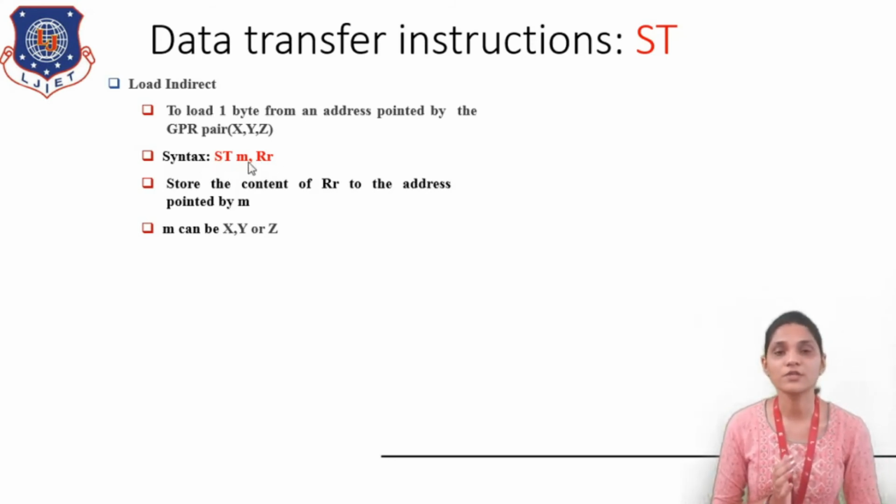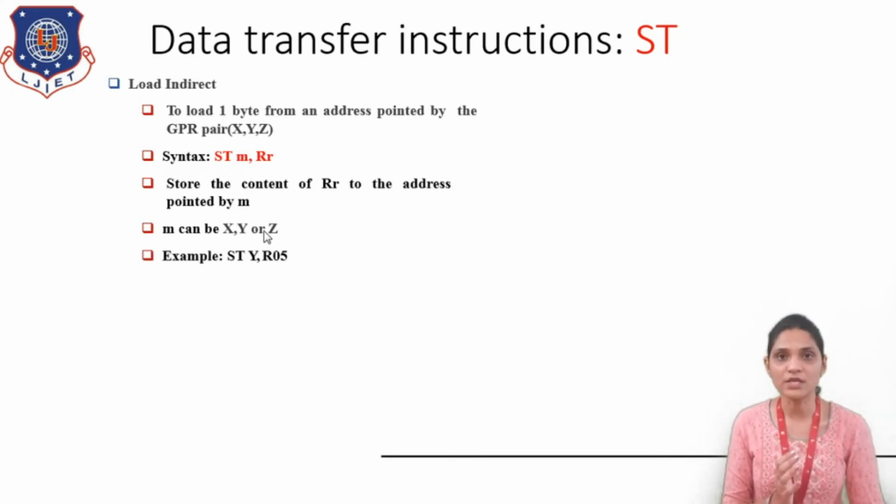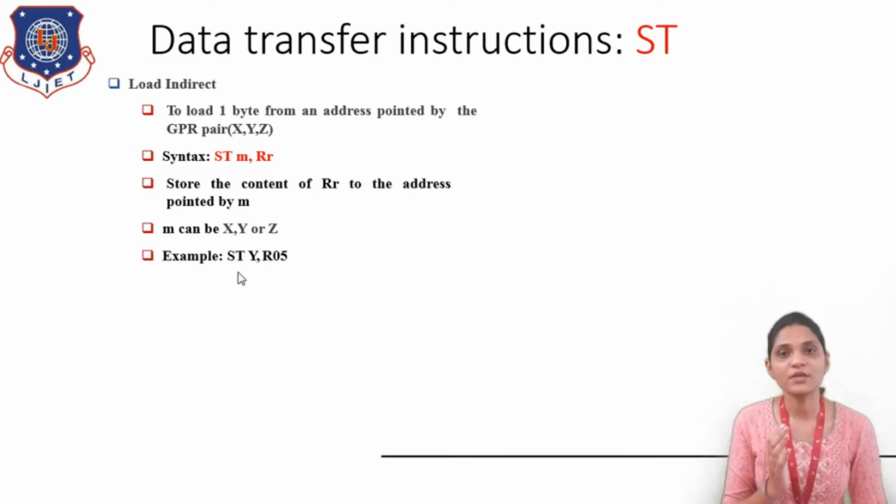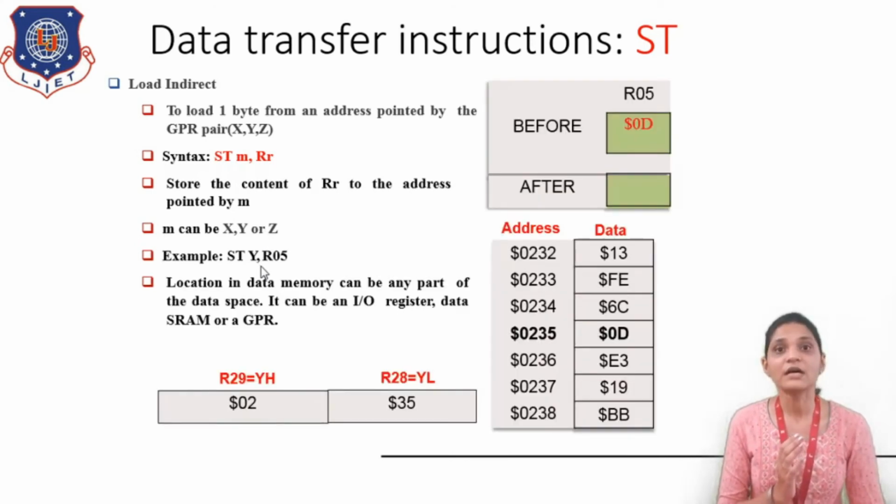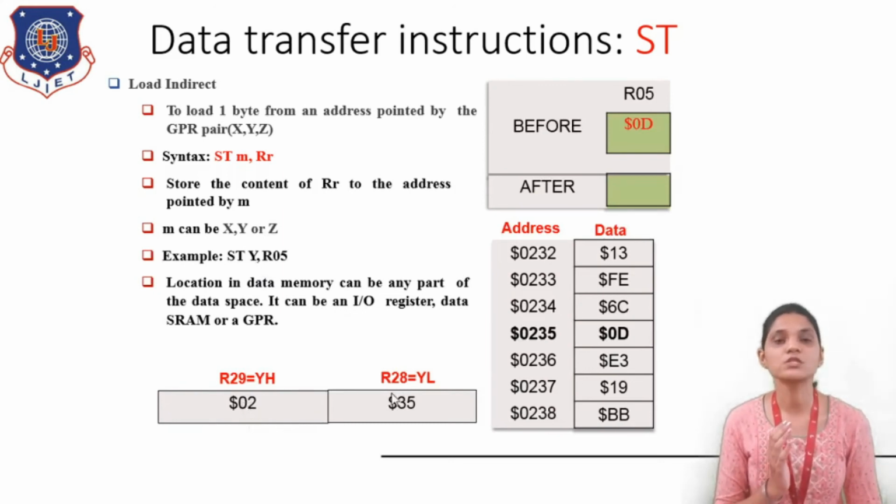Here the content of register RR is going to be stored at the location given by this N, and this N can be the X, Y or Z register's content. Okay, that is the memory location. For example, we can consider it like ST Y, R05. Here, if we consider the content of Y is like 0235, then our location will be 0235.